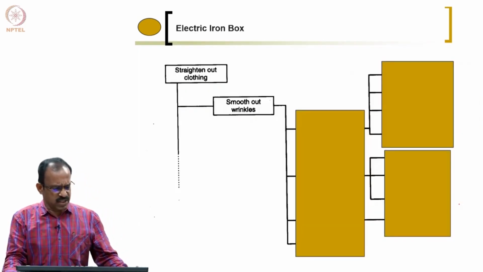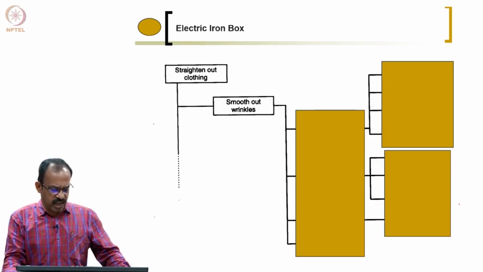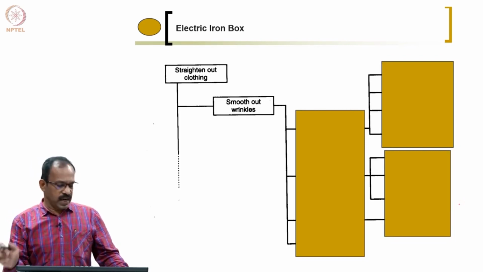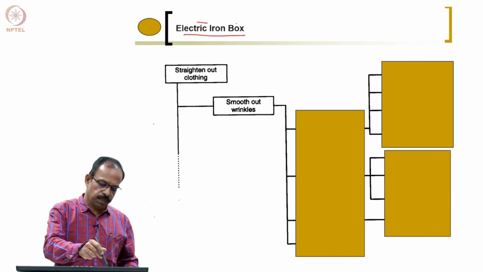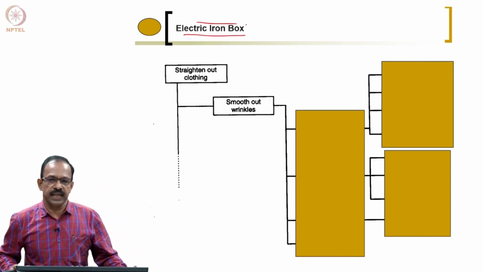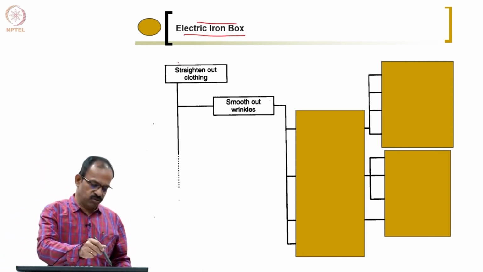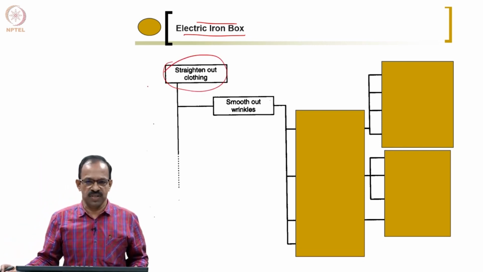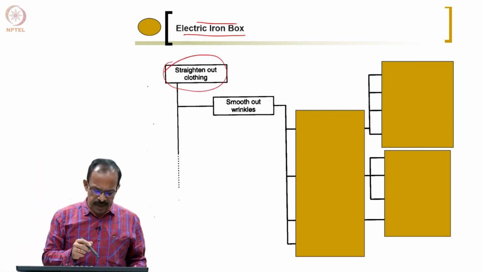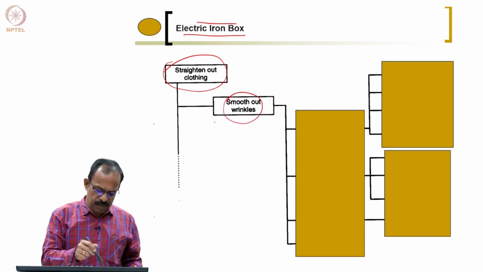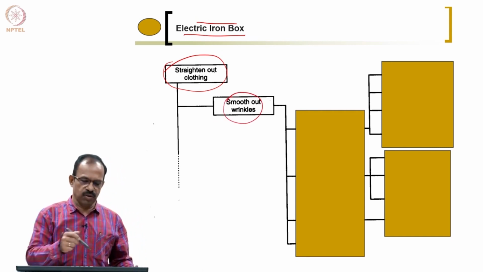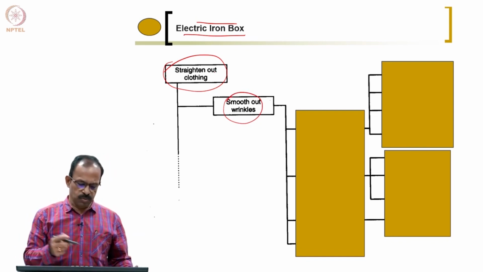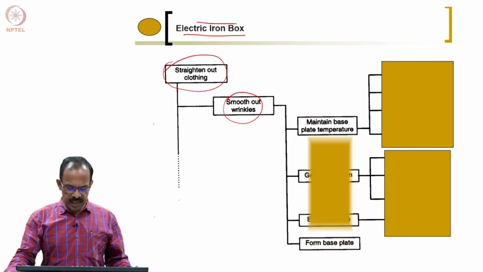Just to give you one more example about functional decomposition or the function tree. This is an iron box, an electric iron box. We can see that in the electric iron box the top level function can be assumed as straighten out clothing. So, that can be considered as the top level function. You can have additional things also, and then smooth out wrinkles will be the way you can straighten out the clothing.